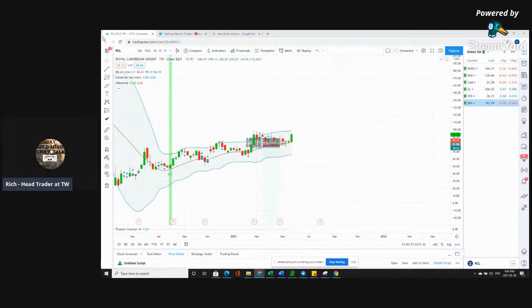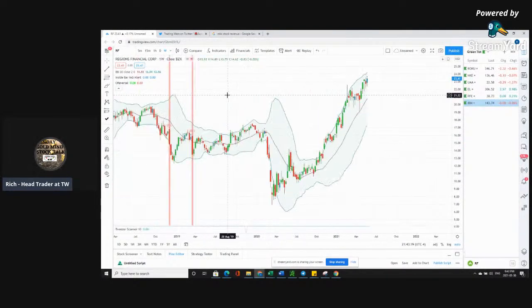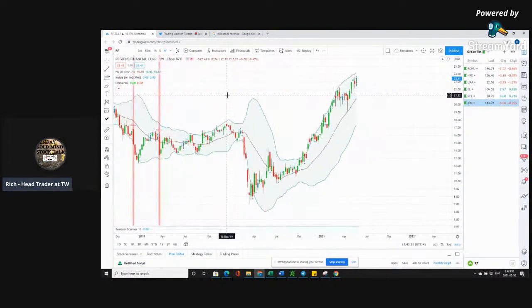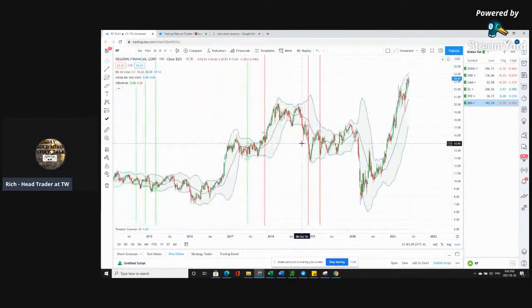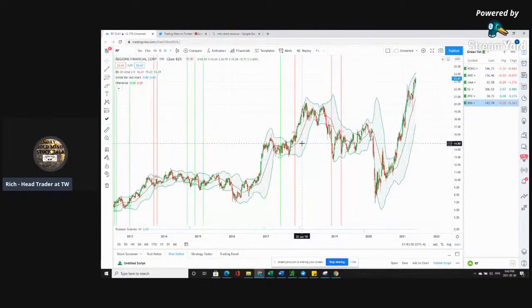Sharon says CCL inside day, RF. Okay, RF, let's look at that. Nice inside week here. Regions Financial Corp. This one looks really nice because we're up against all-time highs. So that's a nice little play right there. Take that break above. That's a nice one. I really like this here. Thanks for sharing.